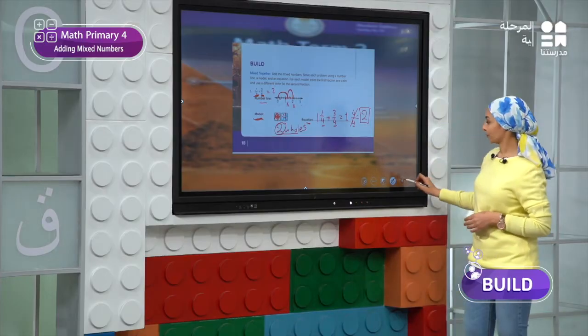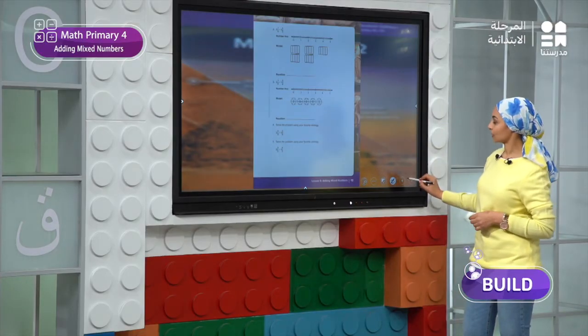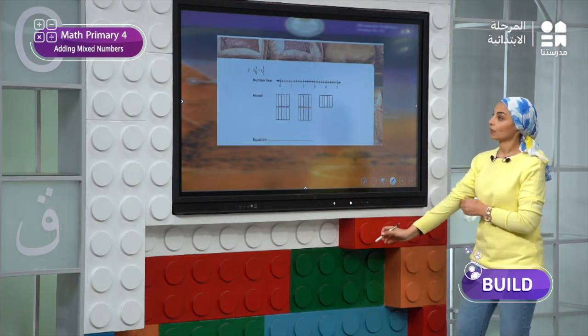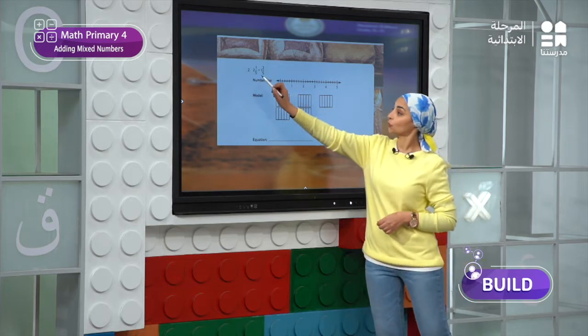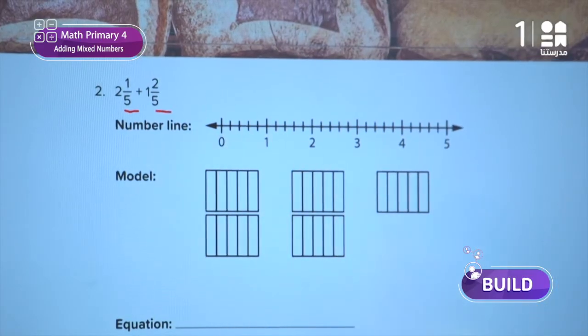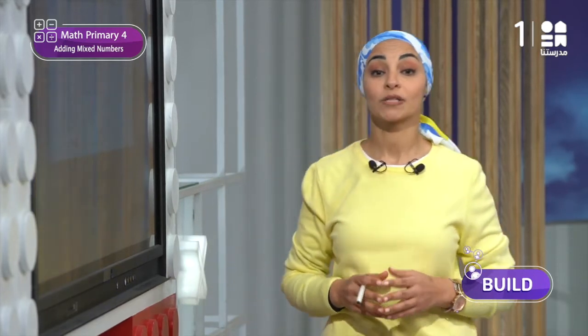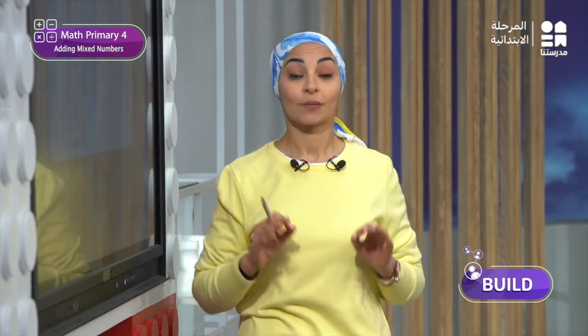Now let's check our understanding and solve problem number 2 all together. Here's problem number 2 as you see here. Problem number 2 wants me to add 2 and 1 over 5 plus 1 and 2 over 5. We solved problem number 1 using the number line and checked, and we made sure our answer is correct using the models. So let's start this time with the models.